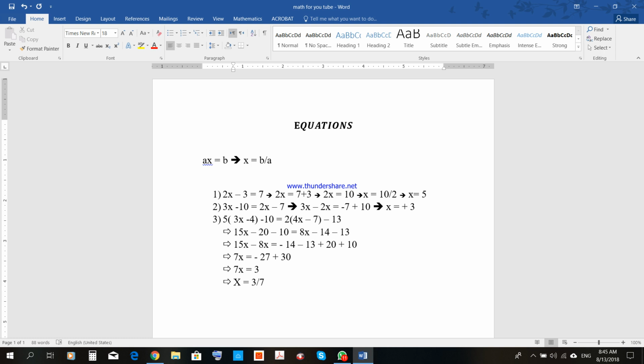In this new solution, try to write your solution step by step. Don't put the answer directly to get marks, because there are no marks for the answer alone.